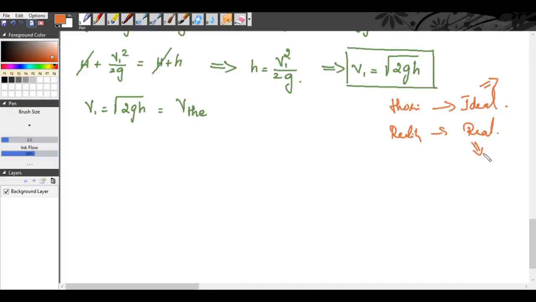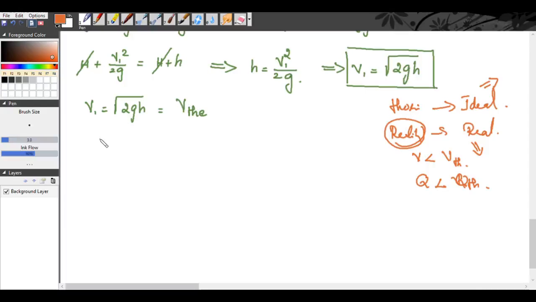Real means it is viscous. There is friction. There will be losses. So, in reality, the velocity will be less than the theoretical velocity, and the discharge will be less than the theoretical discharge. Now we will see what the actual velocity is. In order to find the actual velocity, we will introduce a term called the coefficient of velocity.